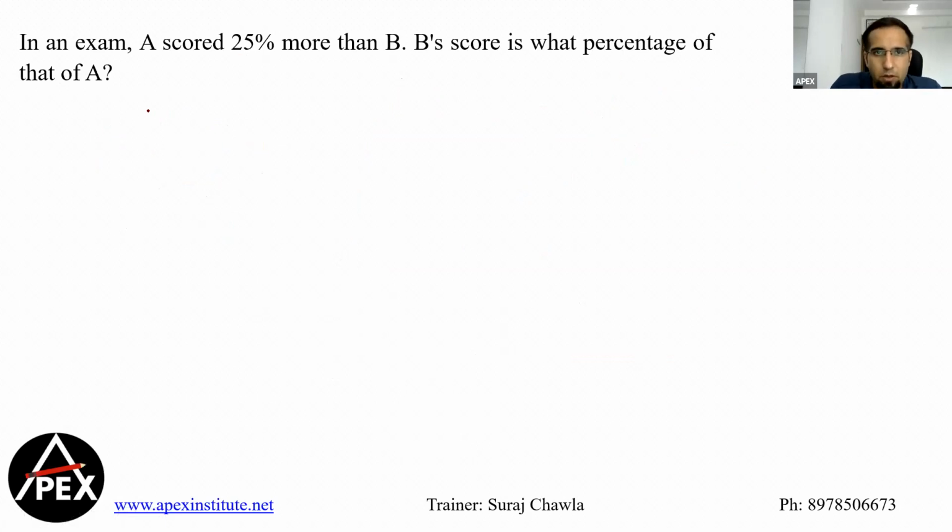So I repeat, A is 25% more than B becomes 125 by 100 of B, which means I can write A is equal to 5 by 4 of B. Clear, guys? If A is equal to 5 by 4 of B, I can write B is equal to 4 by 5 of A.